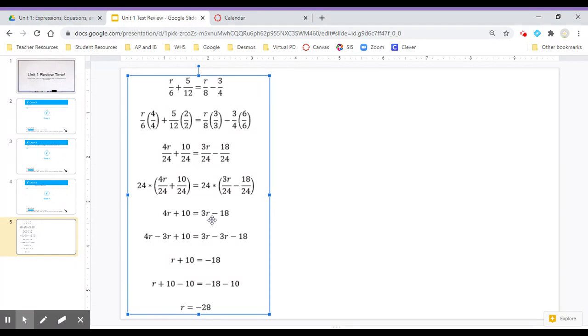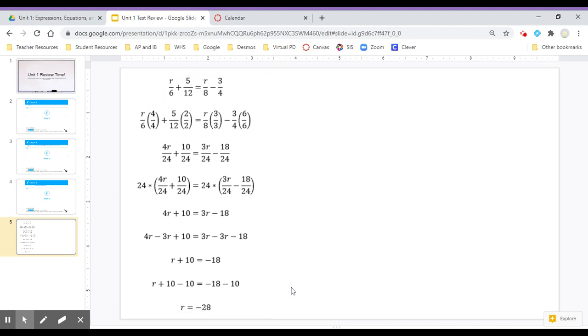From here, I wrote out each step. Between these two lines, the step is to subtract 3r. So that's what I did. Minus 3r gets me r plus 10 equals negative 18. And then the second to last step is to subtract 10. Minus 10, minus 10. And that leaves me with my final answer of r equals negative 28.